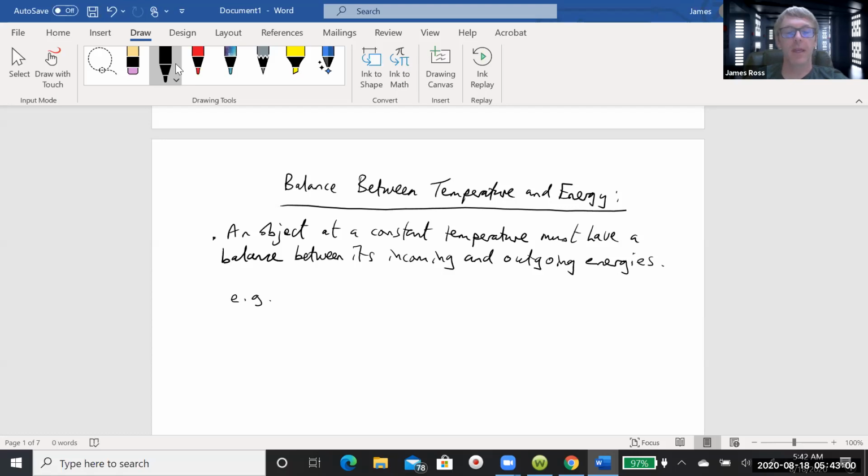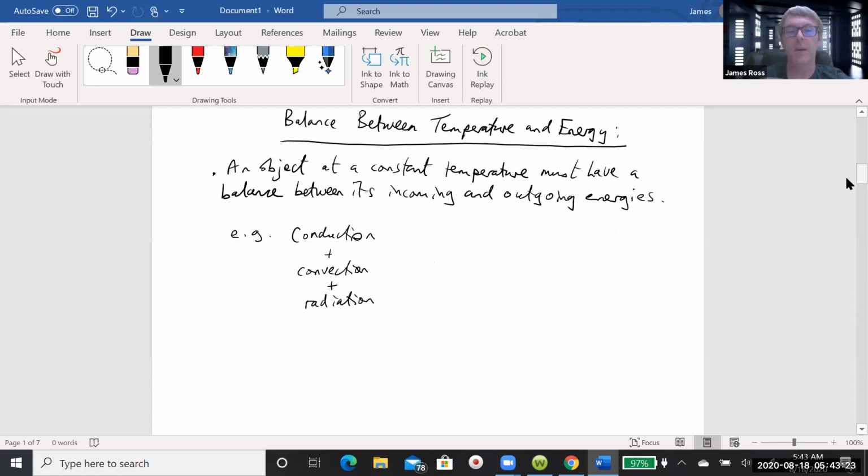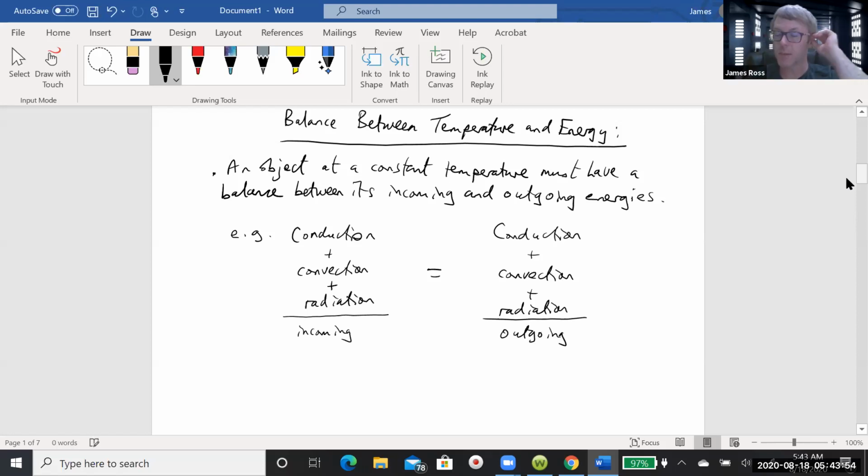So what do I mean? I mean that if I look at the conduction, and I'll explain what these are in a second, the convection and the radiation energy of the incoming, so the incoming conduction, the incoming convection, the incoming radiation, should be equal to the conduction plus the convection plus the radiation that's outgoing. You know, if what comes in is the same that goes out, there shouldn't be any change.